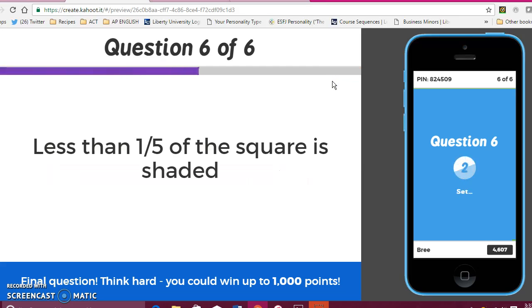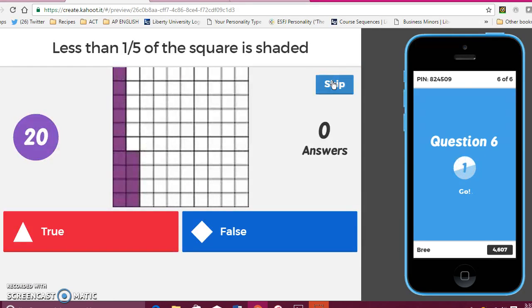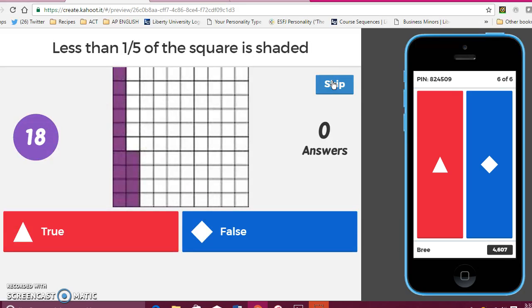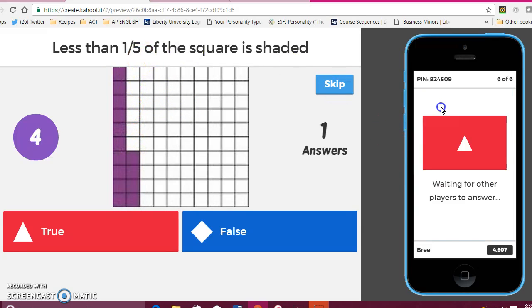Now here's a true or false question. Less than 1/5 of the square is shaded, true or false. So they need to be able to identify that each one of these is 1/100th, and so 2 rows would be 20% or 1/5. So true.